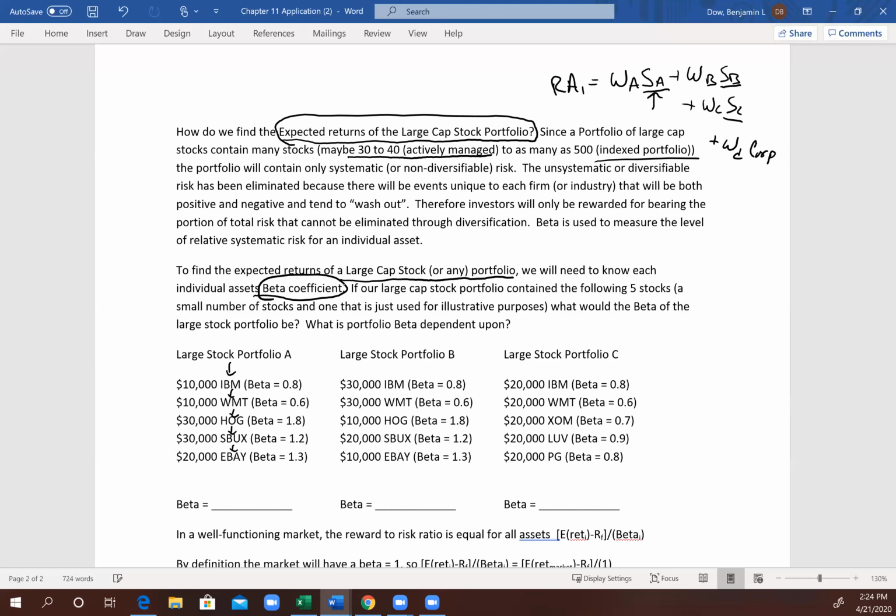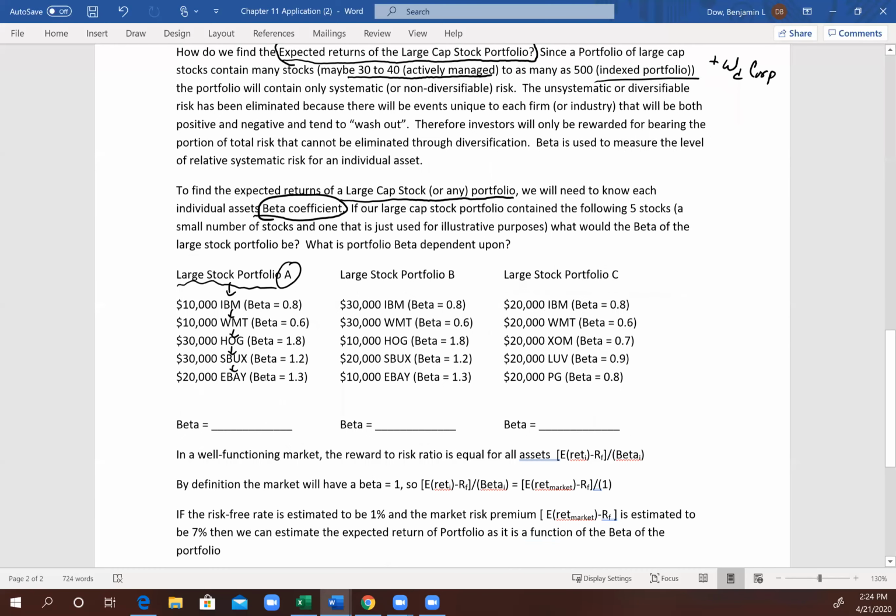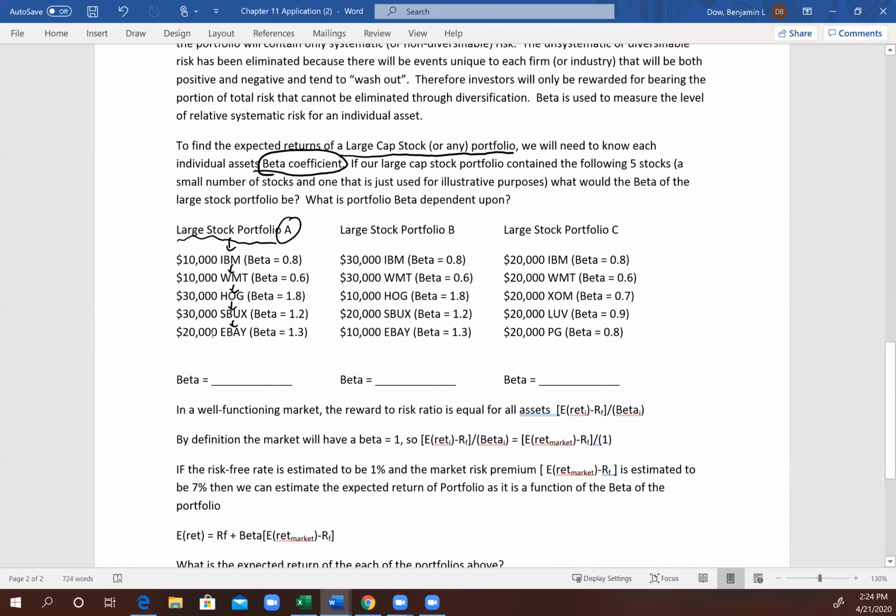Okay. So if large cap stock portfolio A was made up of IBM, Walmart, Starbucks, eBay, and Harley Davidson, then we need to figure out what's the beta of the large cap stock portfolio. Okay. So again, everything's just a weighted average of a weighted average of a weighted average.